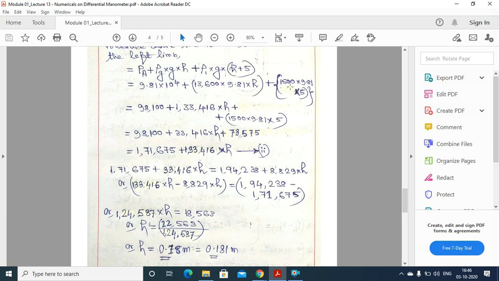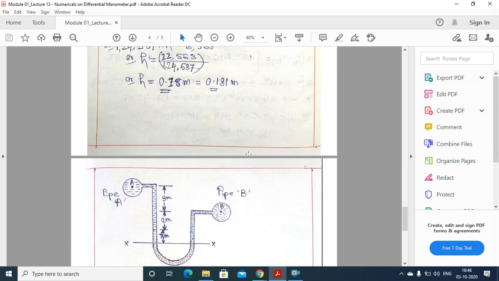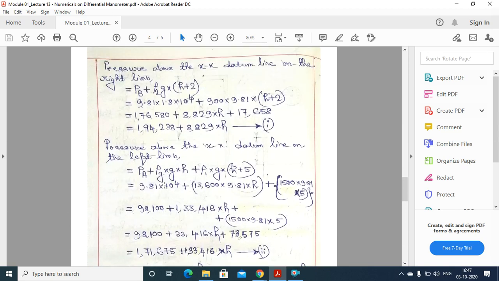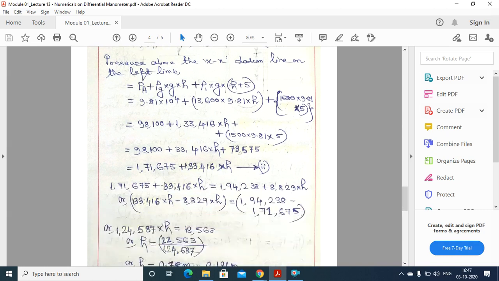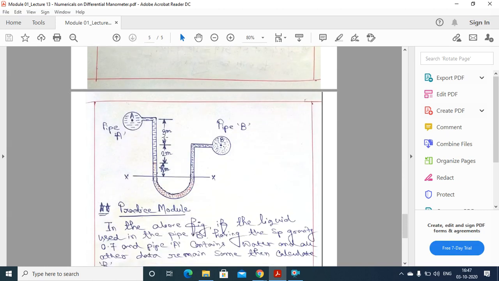So it will be here, sorry, this would not be the h plus 5, it will be here only 5, because up to this it was taken as the mercury. Up to this point, small h, it was taken as mercury, and above the mercury the liquid which is filled within this pipe A, and this liquid having the specific gravity of 1.5. Okay, so it will be here rho 1 g into 5, because the total height is here 3 plus 2, 5.